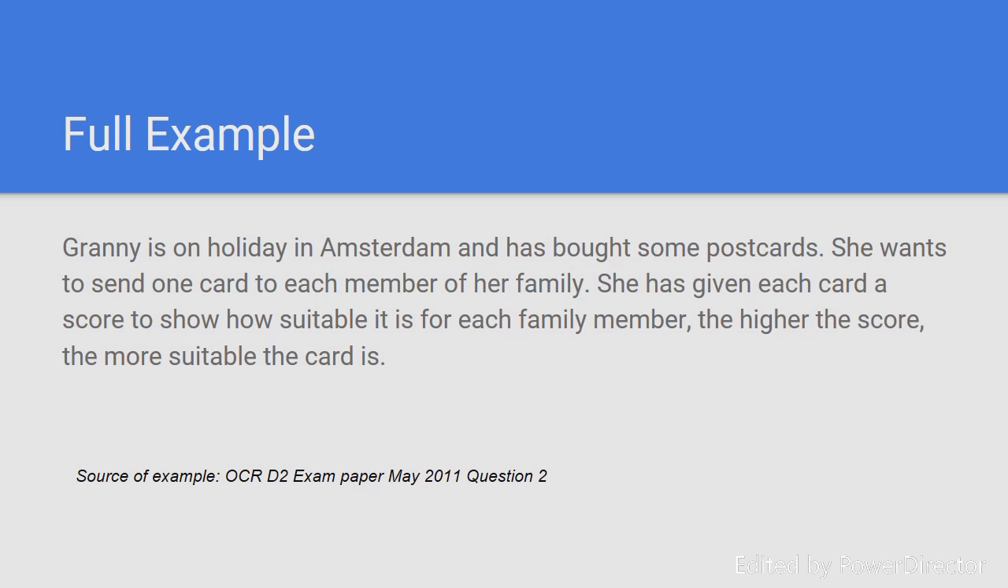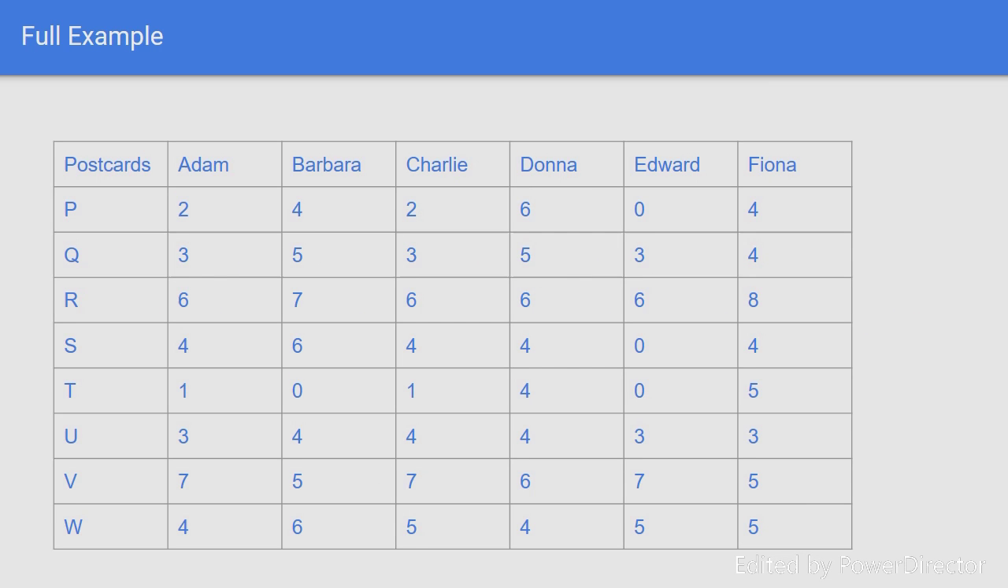The higher the score, the more suitable this card is. Here is the table of family members and postcards. As you can see, there are 8 postcards and only 6 family members. This problem is also a maximising problem because the higher values represent a higher level of suitability of the postcard.